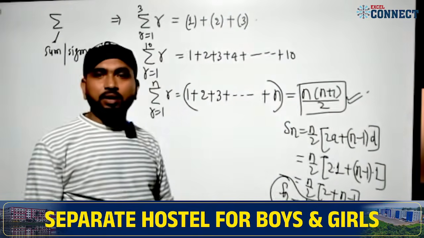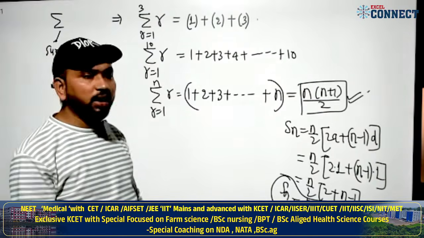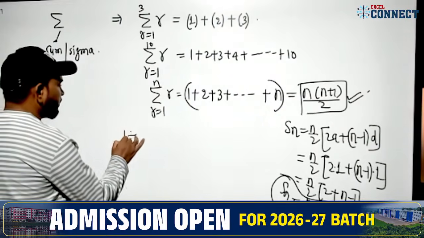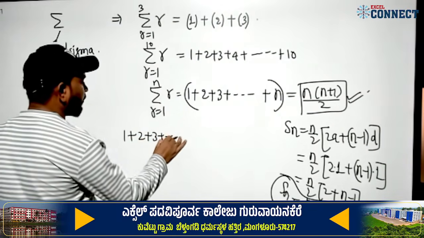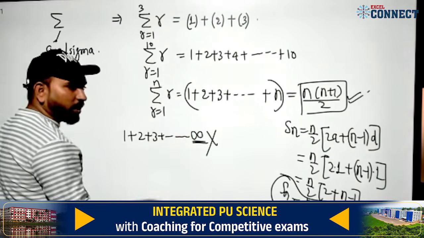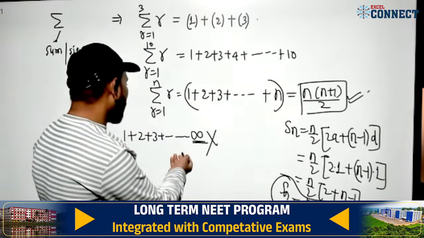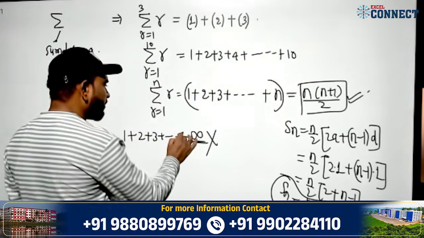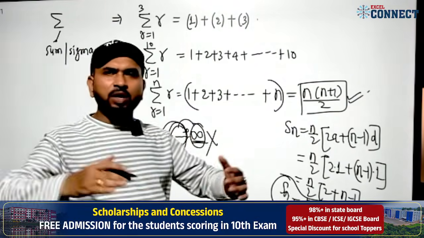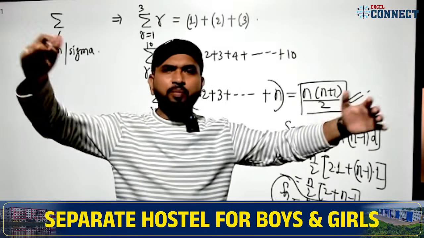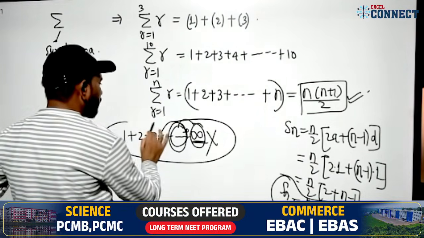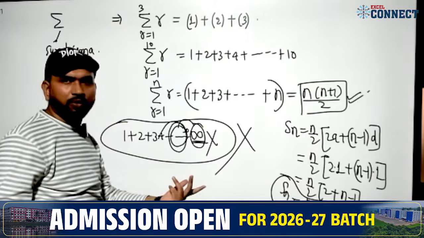Now, interesting thing, yes, infinity. In the infinity case, if you write 1 plus 2 plus 3 up to infinity, it is not defined. There is no formula for the sum of infinite terms of an AP. Why? Because the last term is also infinity. A very large number plus a very large number plus a very large number is a very large number. So it is not defined. This summation we can't find. No logic for this. Undefined.